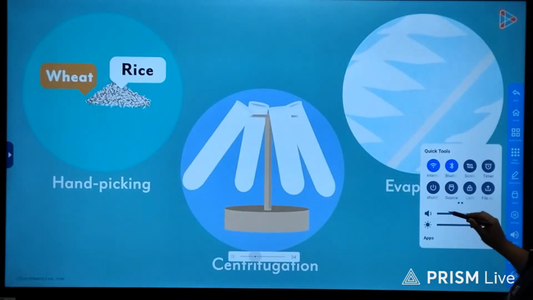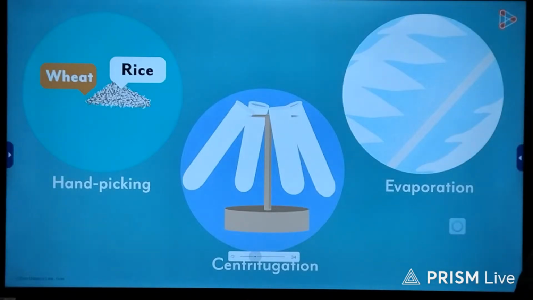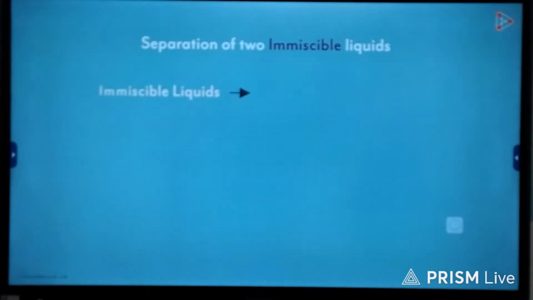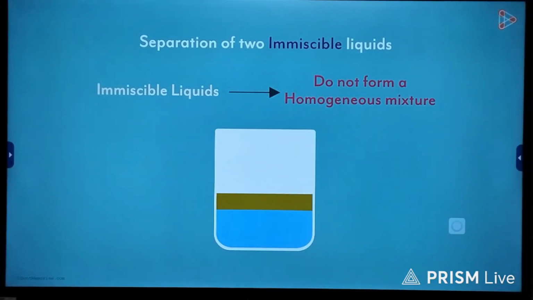We have separated quite a few types of mixtures so far. Let us now see how we can separate two immiscible liquids. What do we mean by immiscible? These liquids do not form a homogeneous mixture when mixed together. We can see two distinct layers when they are mixed. So how can we separate these two liquids?